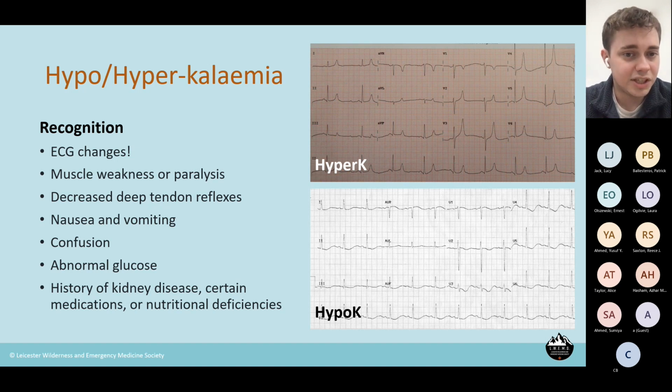So you'll see ECG changes, which we'll talk about in a second. Muscle weakness and paralysis, decreased reflexes, nausea and vomiting, confusion, abnormal glucose levels as well, potentially, especially in diabetics. And if they've got a history of kidney disease, using certain medications or having a nutritional deficiency.